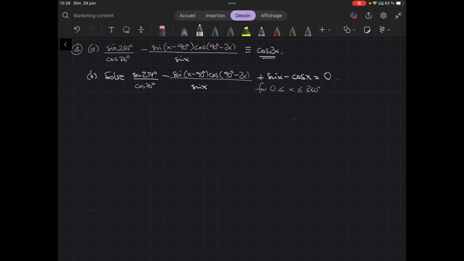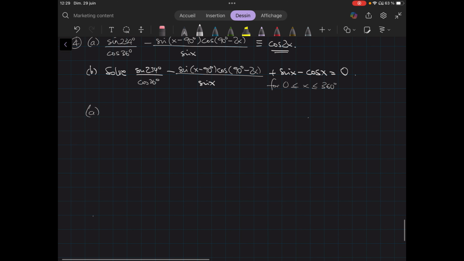This is question 4, where you're asked to prove an identity and then to use it to solve the resulting equation. So let's start off with part A. There is a lot going on here, so let's take it one step at a time. On the exam, this can easily be a 6-mark identity question.